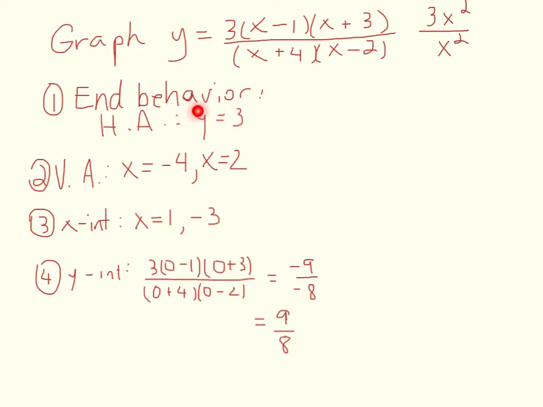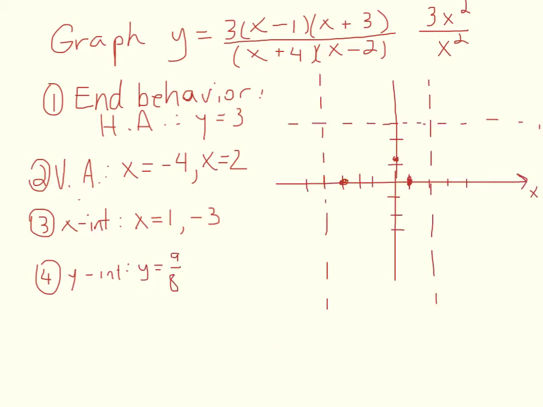We know that y equals 3 is a horizontal asymptote, x equals negative 4 and x equals 2 are vertical asymptotes, x equals 1 and negative 3 are x-intercepts, and our y-intercept is 9/8. So I'm going to graph all these pieces of information first. Okay, so here we have our horizontal asymptote, our two vertical asymptotes, x-intercept, y-intercept, x-intercept.